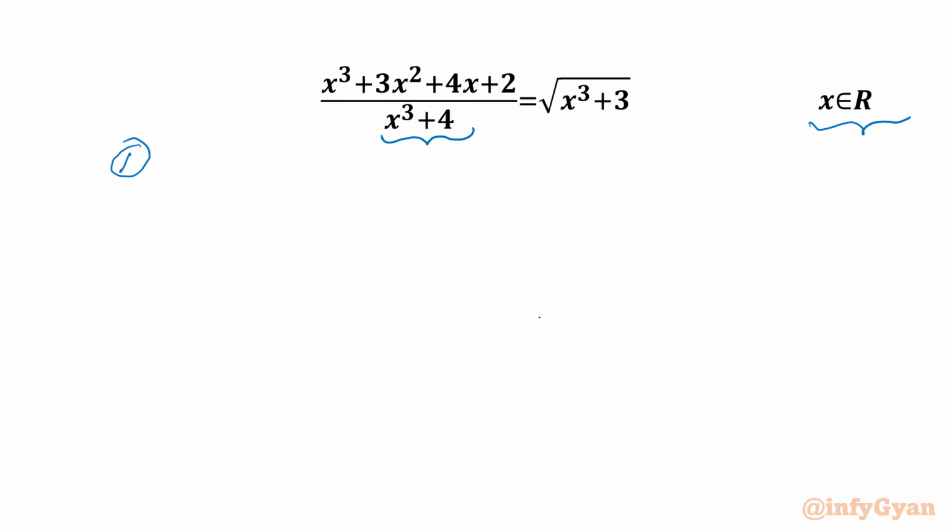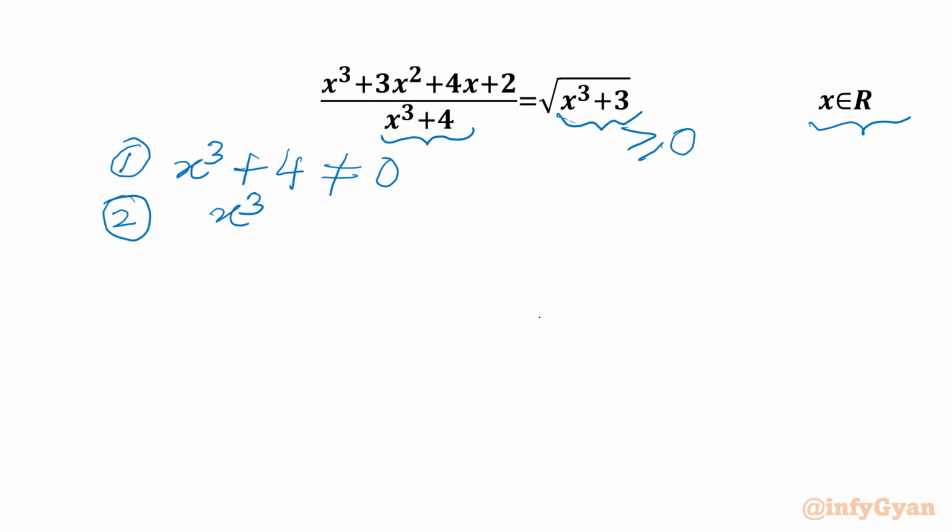First condition is our denominator should not be equal to 0. So x cube plus 4 not equal to 0. Second condition is our radicand x cube plus 3 should be non-negative. So we will write here x cube plus 3 should be greater than or equal to 0. Third condition is LHS must also be non-negative since we have a square root in right hand side.